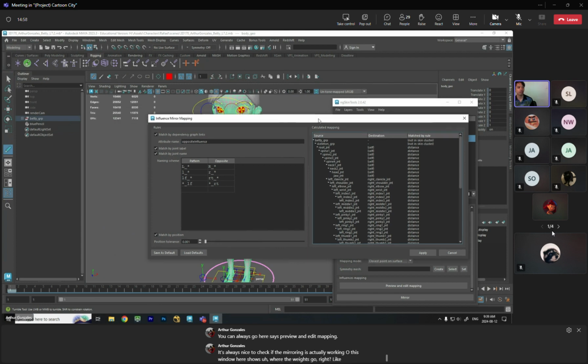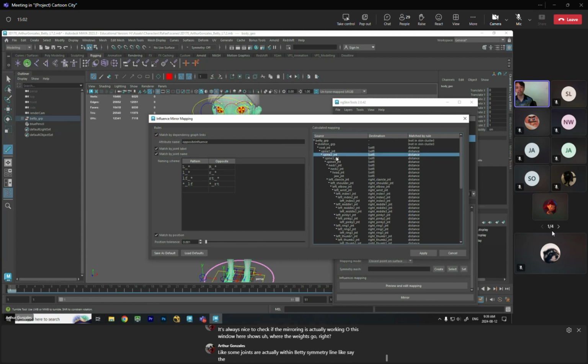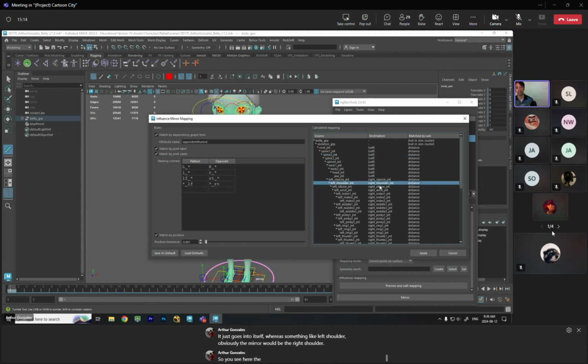Like some joints are actually within Betty's symmetry line, like say the spine joints. So that doesn't get mirrored at all. That's why the destination of it says self. It just goes into itself. Whereas something like left shoulder, obviously the mirror would be the right shoulder. So you see here, the destination is right shoulder, right?